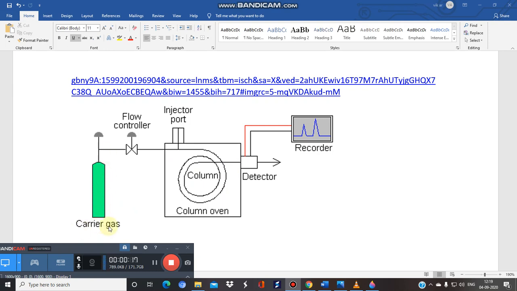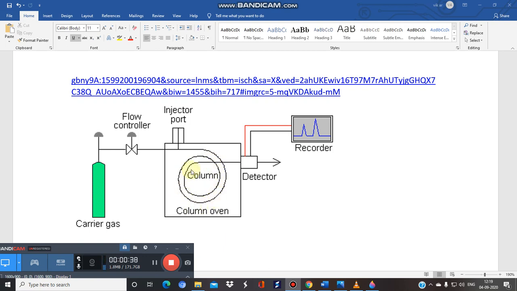Mobile phase is there, that is the carrier gas. We need an injector port. That is a very important component because at this point the temperature is very high. As we know, in gas chromatography, we need to volatilize our sample. If the sample is present in the liquid state, it will be converted into the vaporized one. Then this is the place where the column is, where the separation will take place.